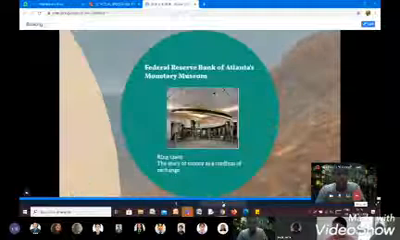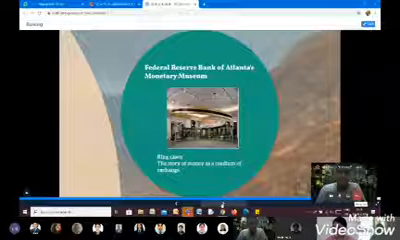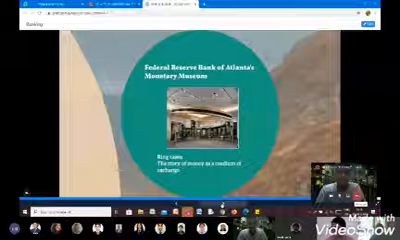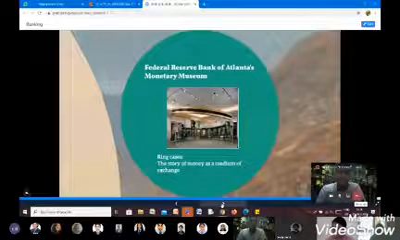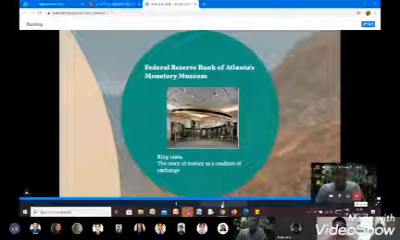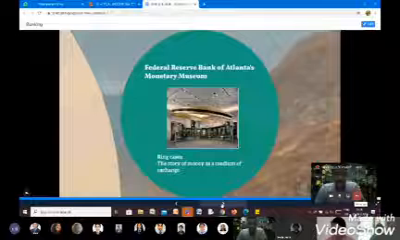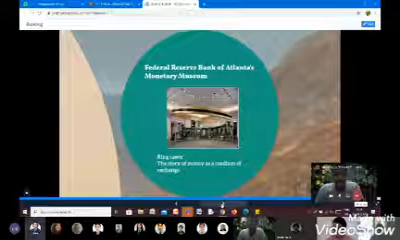The second one is the Federal Reserve Bank of Atlanta's Monetary Museum. This is similar to the timeline, but it is shown in the form of a ring, as you can see in the picture.